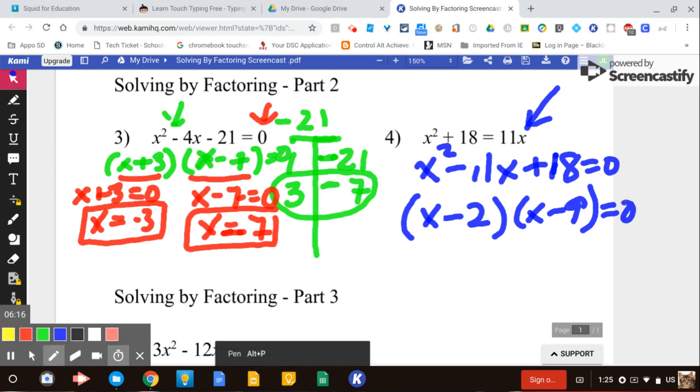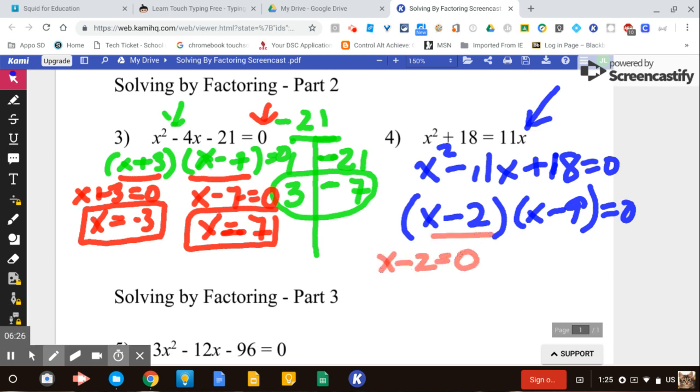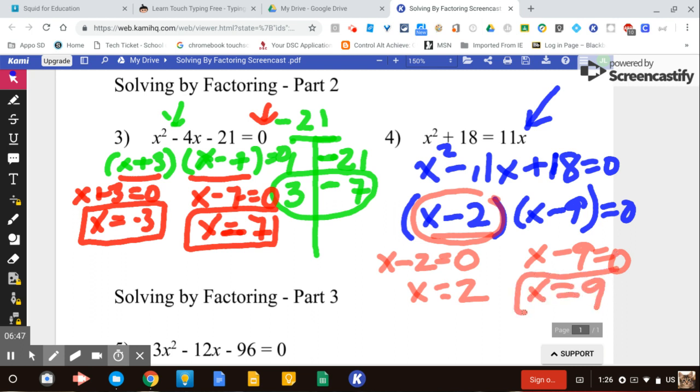Let me change color. And let's do this pinkish color. So this equals 0. Because if this is 0, this whole thing is 0, then this whole x minus 2 times x minus 9 is going to equal 0. So that would be the case when x is equal to 2. X minus 9 equals 0. That'll be the case when x equals 9. So those are my two solutions for this one.